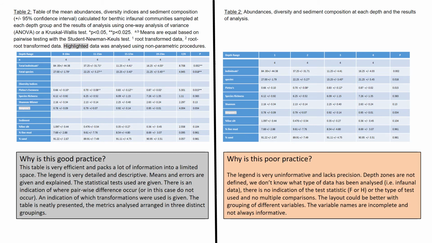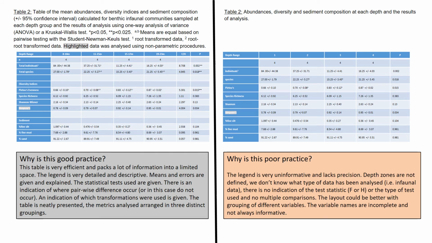When we look at the table itself, the text is relatively rich. So we're told we're looking at the total number of individuals per sample, the total number of species per sample. There's a nice heading that demarcates where we're showing the diversity indices for each of these samples. So Pielou's evenness, species richness, Shannon-Wiener, Simpson's index. And then for the analysis of the sediment parameters, and again a nice little heading saying sediment, and then percentage of fine silt or percentage of fine mud or percentage of sand.